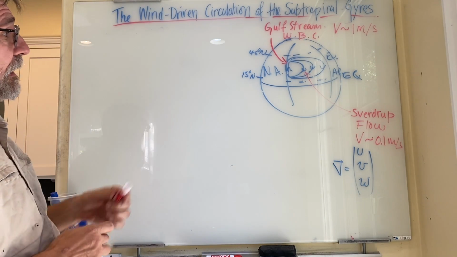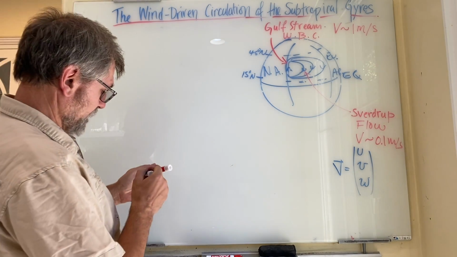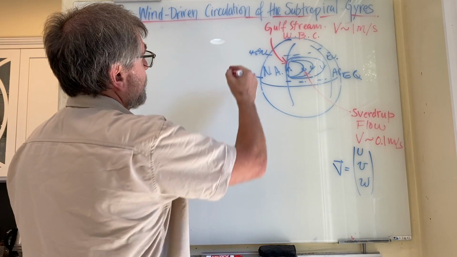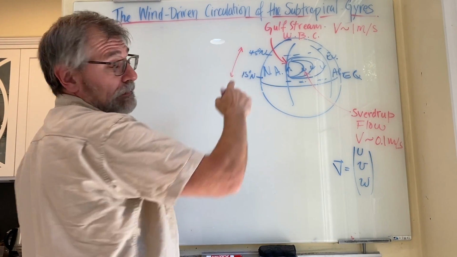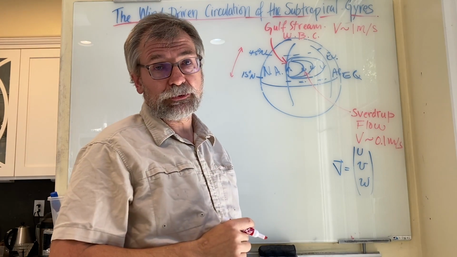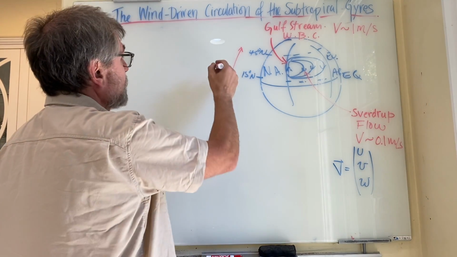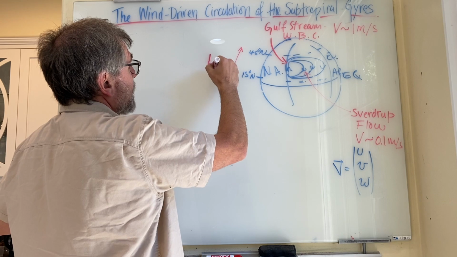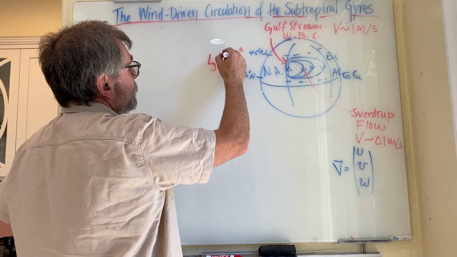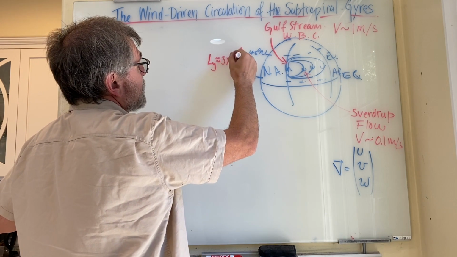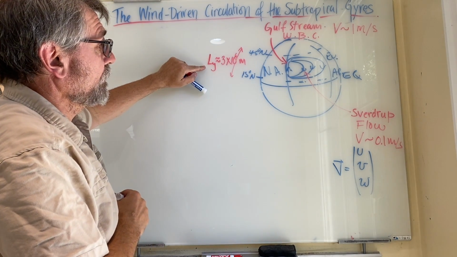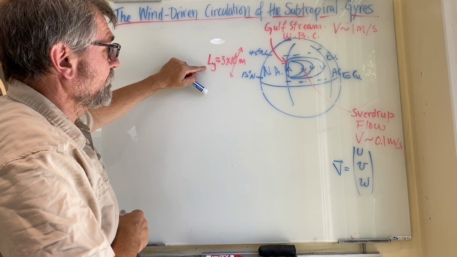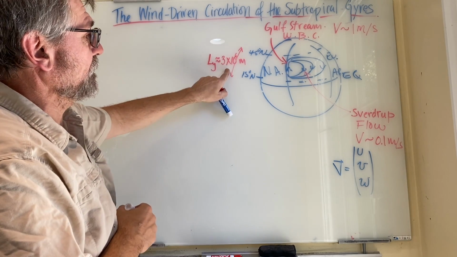All right, so what's the size of the gyre? Well, the north-south extent of this gyre, from here to here, is about 30 degrees of latitude, and it's about 100 kilometers per degree, so that's about 3,000 kilometers. So Ly is roughly equal to 3 times 10 to the 6 meters, right? 3,000 kilometers, 1,000 meters per kilometer, is 3 times 10 to the 6.